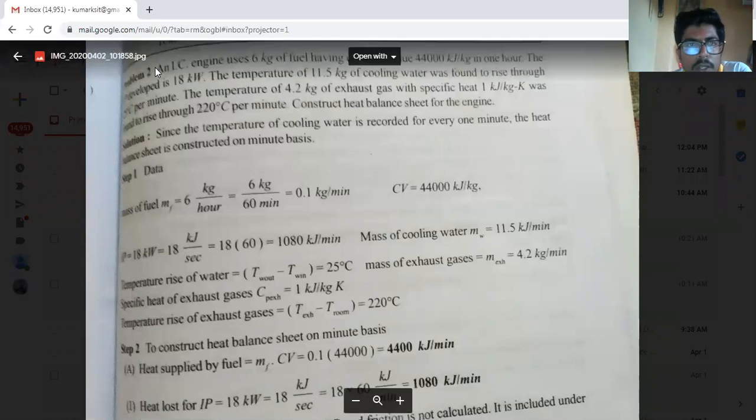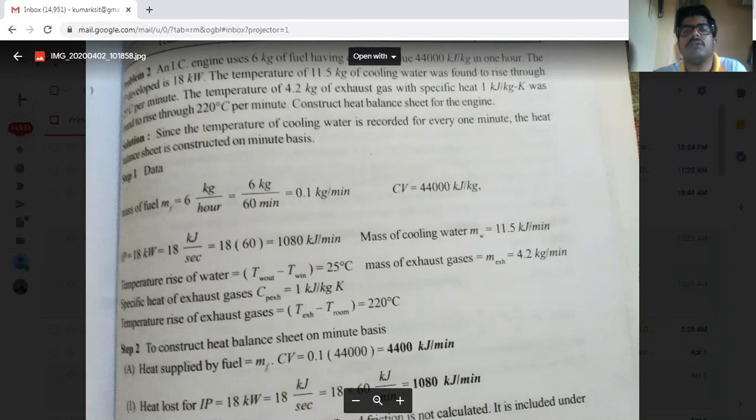So here I'm explaining the second problem. An IC engine uses 6 kg of fuel having a calorific value 44,000 kilojoule per kg in 1 hour. The indicated power developed is 18 kilowatt.